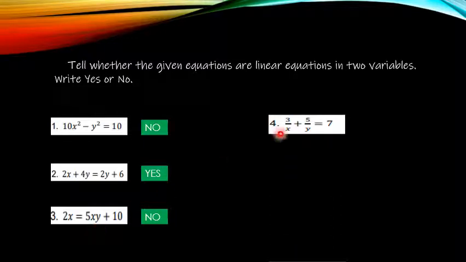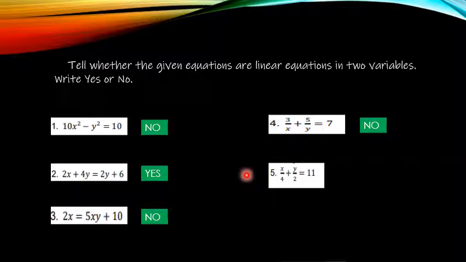Number 4, 3 over x plus 5 over y equals 7. If you are going to do this one as standard form or general form, we multiply by xy. Xy times 7 is 7xy. So 7xy is a combination of x and y. We need to separate the x and y. So therefore, the answer is no. It's not a linear equation.